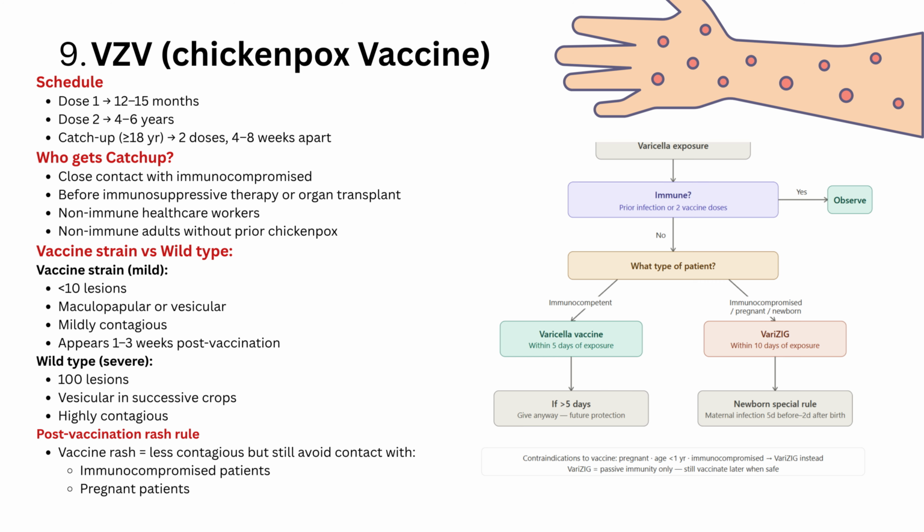Now we walk through the steps. She is not immune. She cannot receive the live vaccine because she is pregnant. So the correct management is to give VARI-ZIG, and it should be given within 10 days of exposure. After she delivers, she should then receive the varicella vaccine before returning to work. That is the complete, high-yield approach to varicella vaccination and post-exposure management.